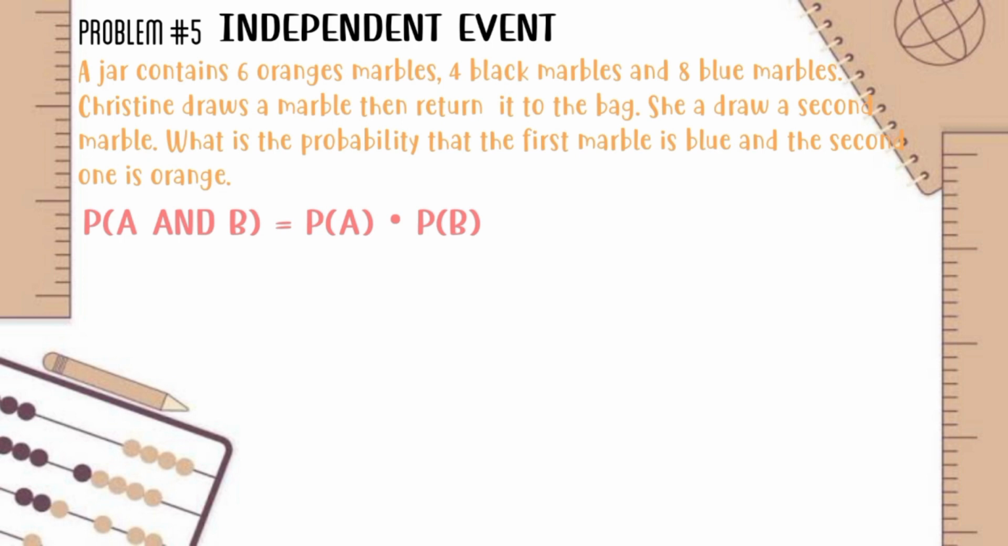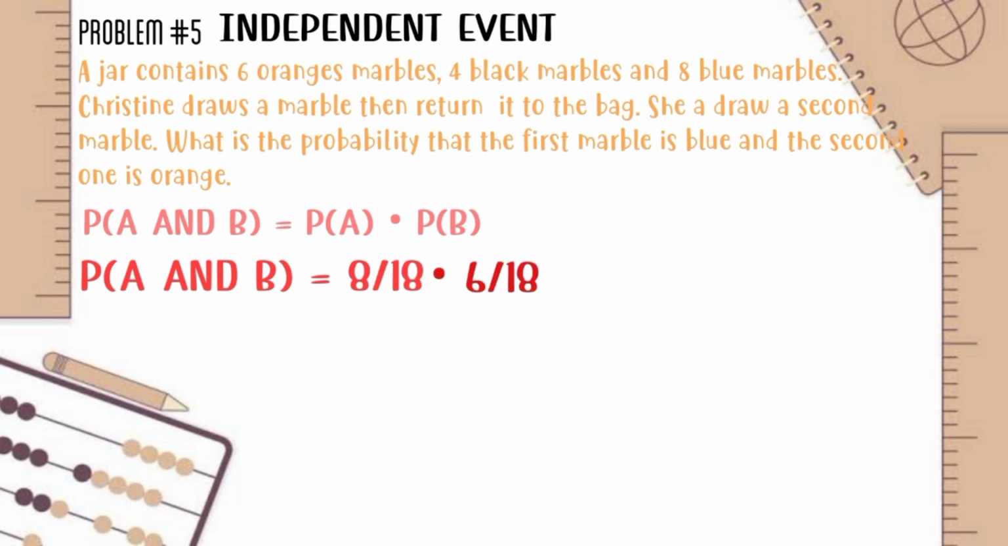Probability A, 8 over 18. 8 dahil meron tayong 8 blue marbles. 18 dahil 6 plus 4 plus 8 is equal 18. Times probability B, 6 over 18. 6 dahil meron din tayong 6 orange marbles. 18 dahil 6 plus 4 plus 8 is equal 18.